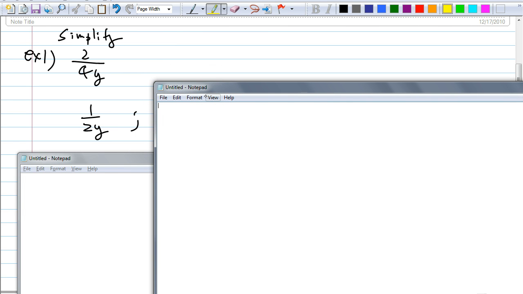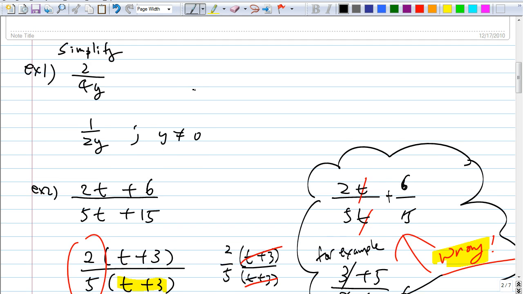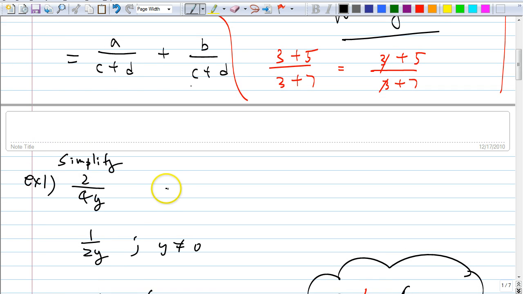If I was really being careful, using that rule we had, I could have written down 2 over 4 times 1 over y. Could I have done it that way? Kind of, going with that rule that we just learned. And 2 over 4 is, of course, half. So there you go. And do you see why I need this? Y can't be 0. Could I leave that out? No, then you will not get full credit.